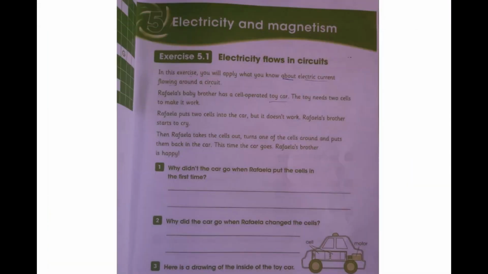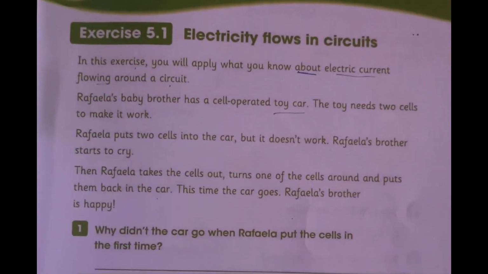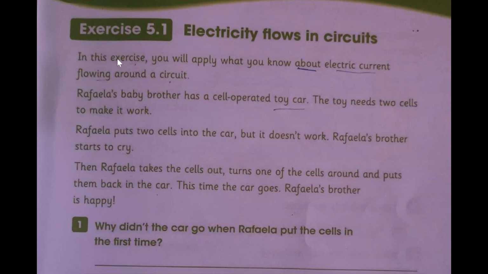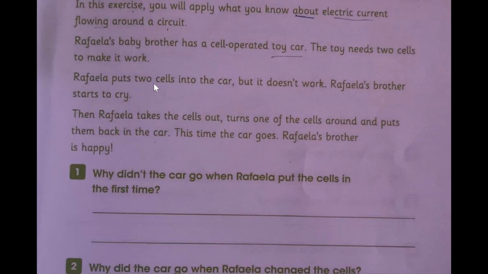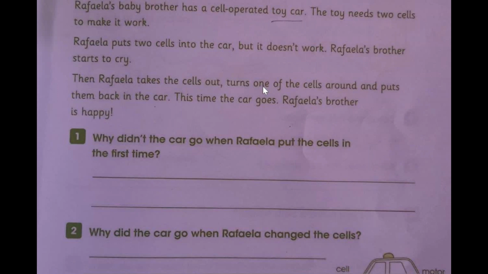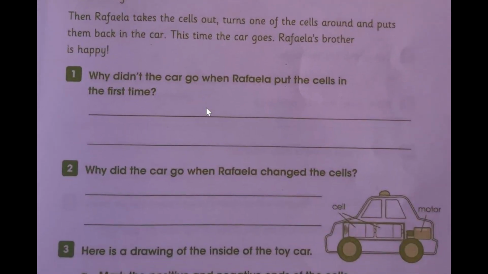And if we move on to your activity book, this is page 43 in your activity book. Let's read this question and discuss. In this exercise, you will apply what you know about electric current flowing around a circuit. Raphael's baby brother has a cell-operated toy car. The toy needs two cells to make it work. Raphael puts two cells into the car, but it doesn't work. Raphael's brother starts to cry. Then Raphael takes the cells out, turns one of the cells around, and puts them back in the car. This time the car goes. Raphael's brother is happy.